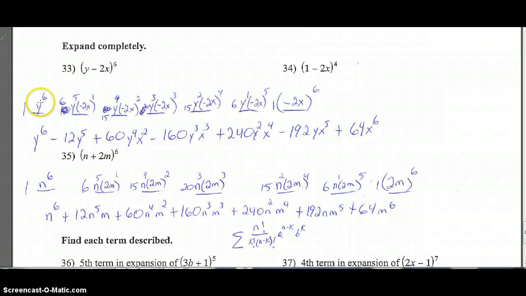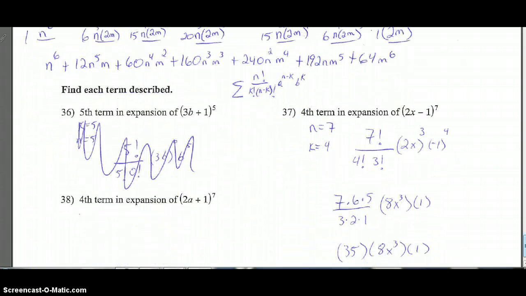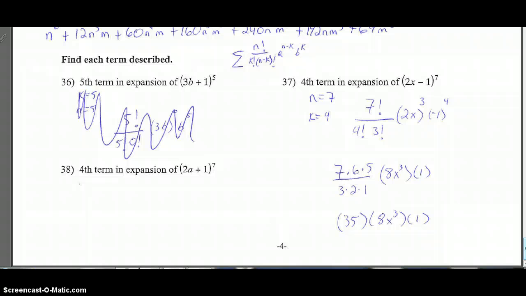33, okay, be organized. Here's the final answer. Make sure you're multiplying all integers and taking anything in the parentheses raised to the correct power. Same with 35. And finally, 37, I think I might have done something wrong. I'm going to have to check with Mr. Laux on how to do that one.